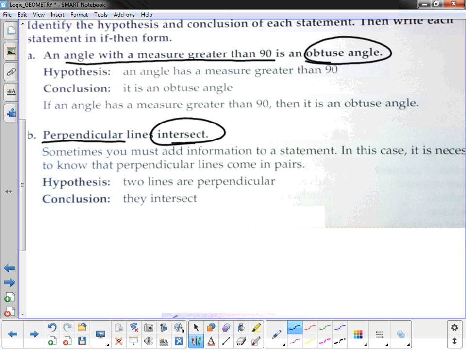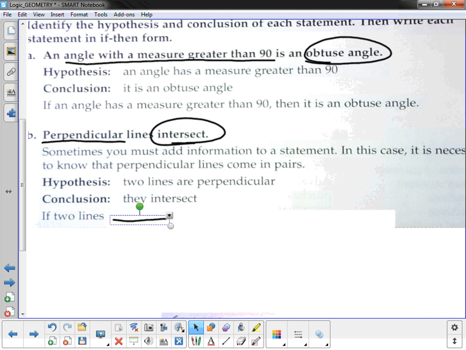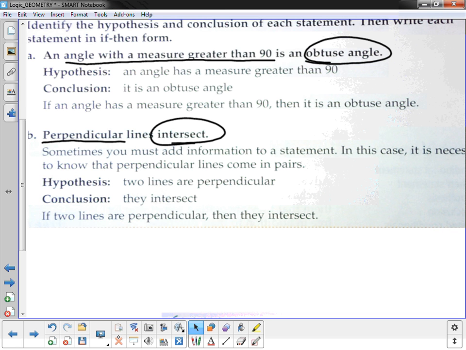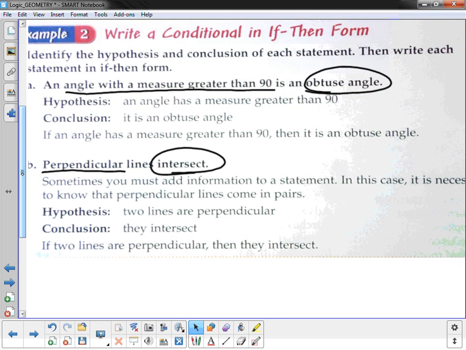So now when I write my if-then statement, I'm going to say, if two lines are perpendicular, then they intersect. And that's how I write my if-then statements. Now, every one of these conditional statements, every one that we've had on the page, has a multitude of true and false values. So, if an angle measures greater than 90 degrees, that could be true or false, depending on the angle I have. Then it's an obtuse angle. Again, that could be true or false, depending on the angle I have.